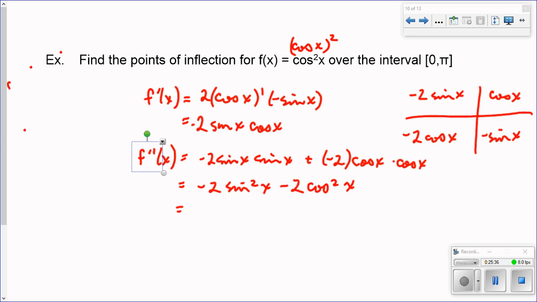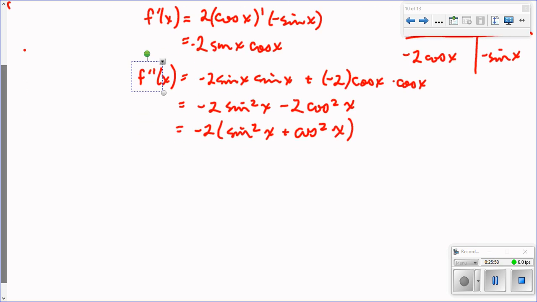Okay, and this can be factored out. I can factor out a negative 2 if I like, and have sine squared x plus cos squared x. Okay, so now I want to find the points of inflection. So I need to take my second derivative equal to 0.